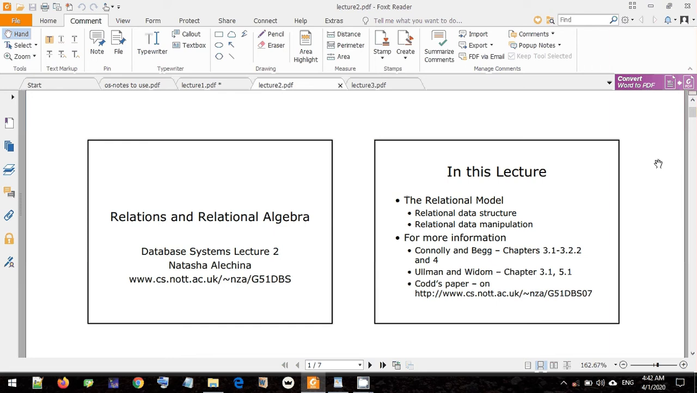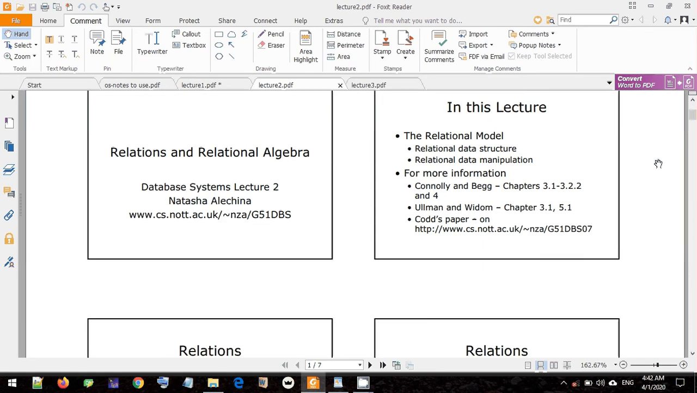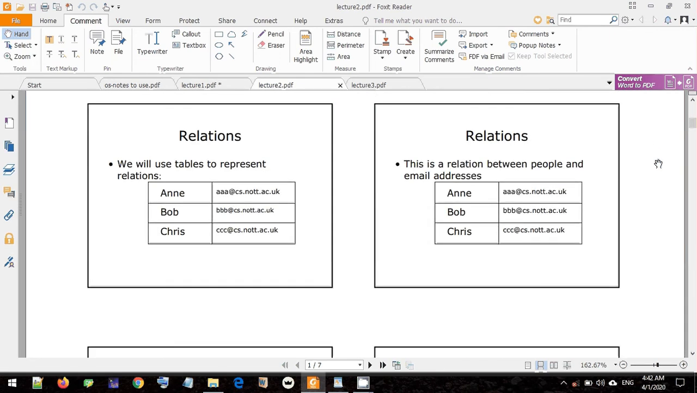Relations and relational algebra. In this lecture, we shall talk about the relational model, where we'll talk specifically on relational data structure and relational data manipulation. Without much ado, let us start.